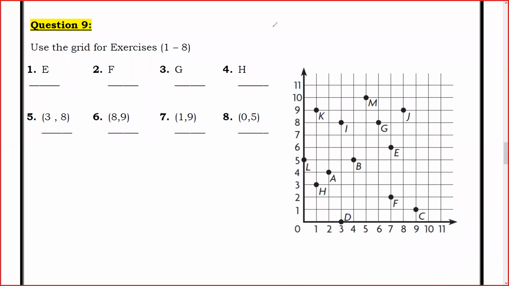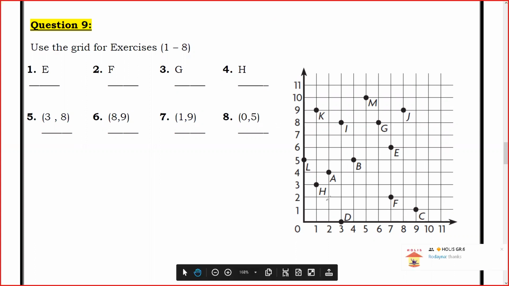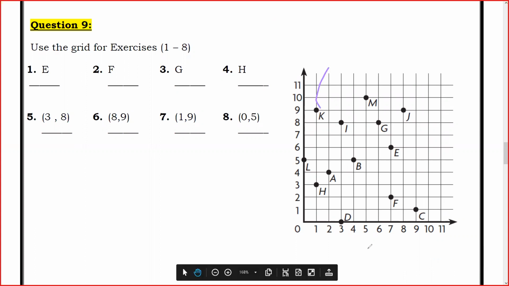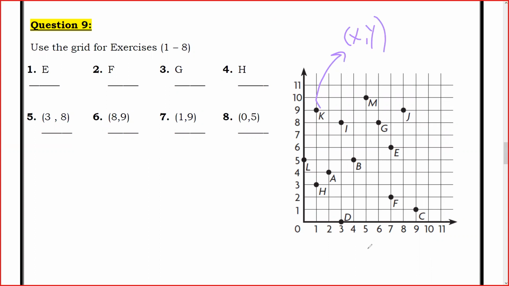Question number 9. Use the grid for the exercise or to solve exercises 1 to 8. Here we have a grid and we have now the two axes, X and Y. And we know that any point in the grid has coordinates. When I need to name it, I will name it with X and Y. So I will see now where it's located.